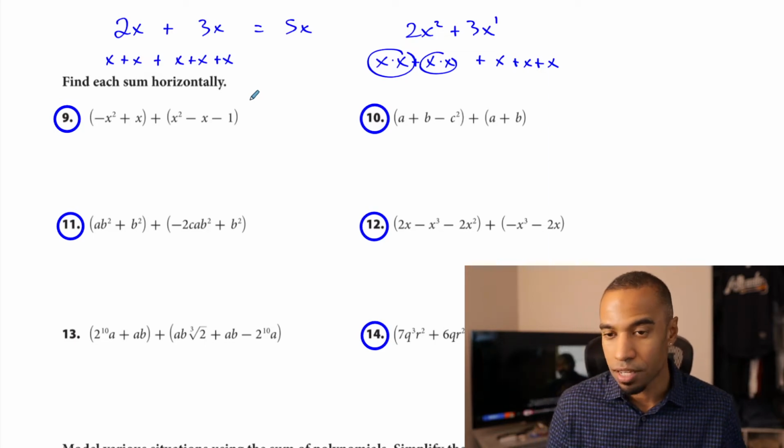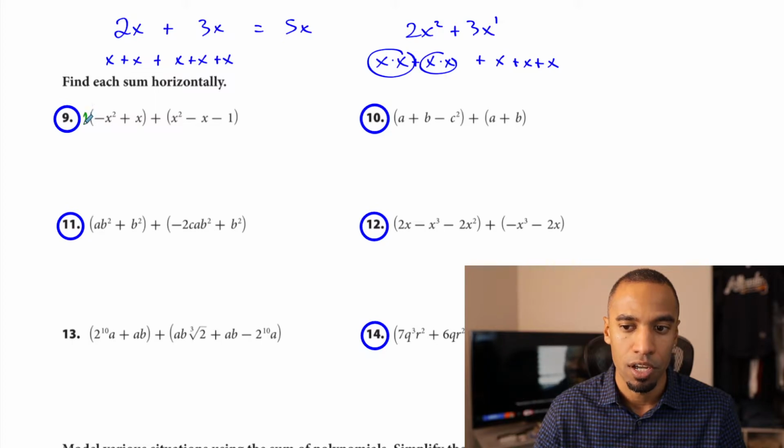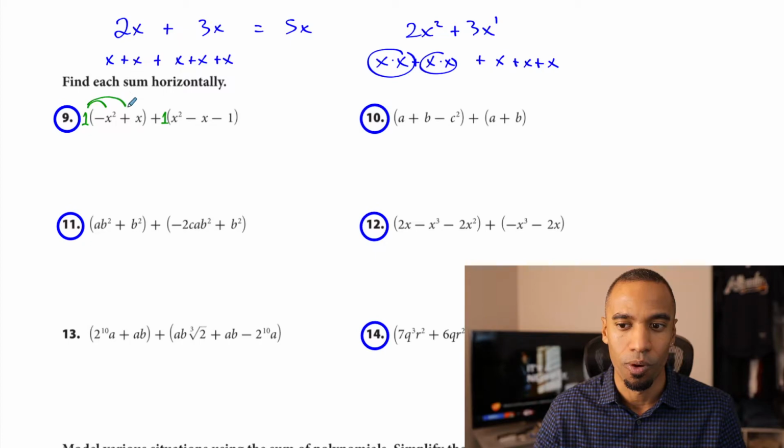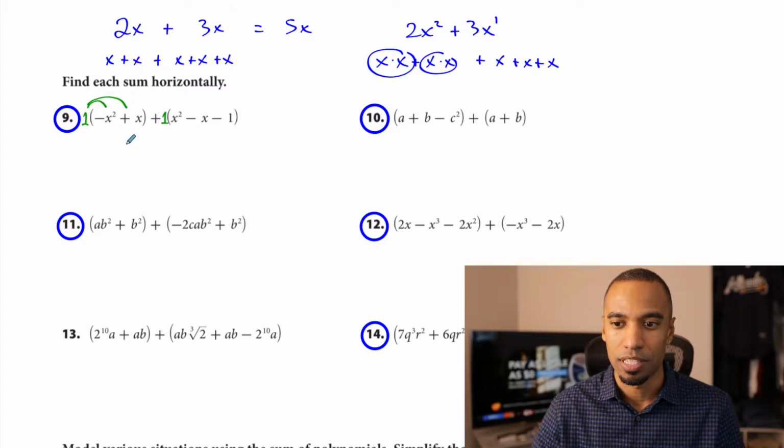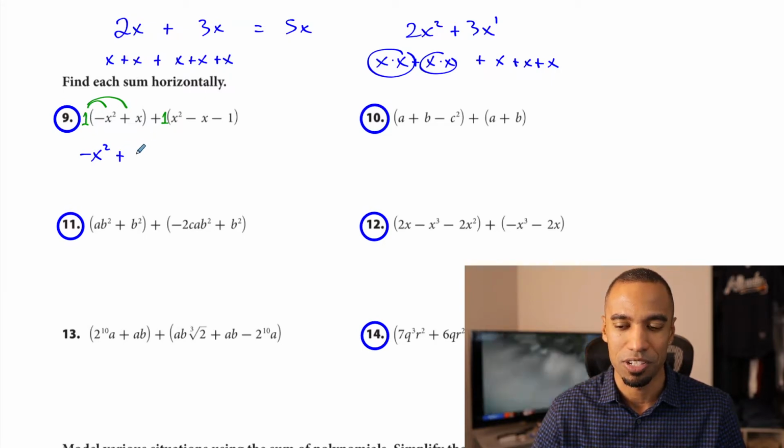If you're completely uncertain on what to do there, you can also maybe put a number 1 in front of here. 1 times something is just that something, right? So if you distribute the 1, 1 times negative x squared is negative 1x squared, so that's just right there, and 1 times x is just x.